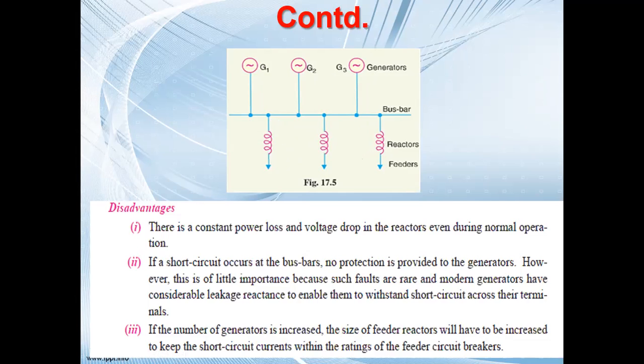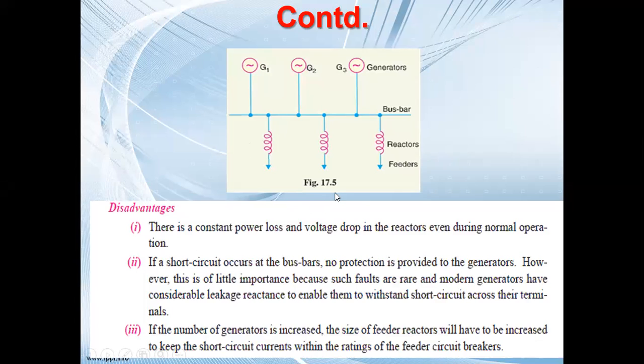So what are the disadvantages? First is that there is a constant power loss and voltage drop in the reactors even during the normal operation. So what will happen? The power is continuously flowing here also. So there will be a drop. Obviously, the drop will occur because of this X. So X is there, so X into I drop will be there.